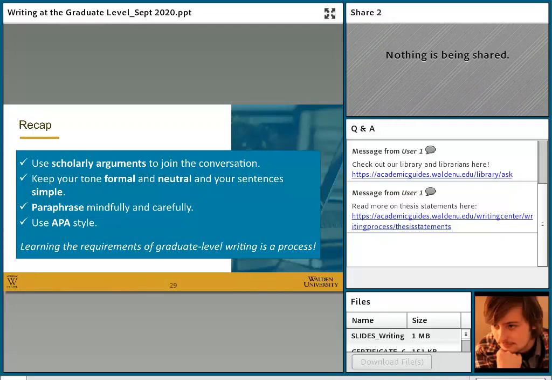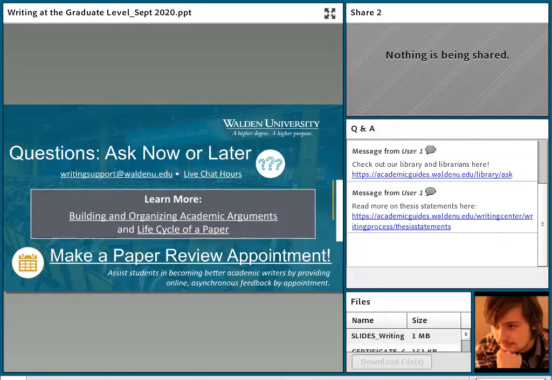Paraphrase mindfully and carefully. Yeah, be cognizant that you're representing the author's ideas accurately and fairly, that you're keeping it in its original context. That's an important aspect. Lastly, use APA style. This is the preferred notation style of the social sciences. Use that language of the social sciences when you're participating in conversations in the social sciences.